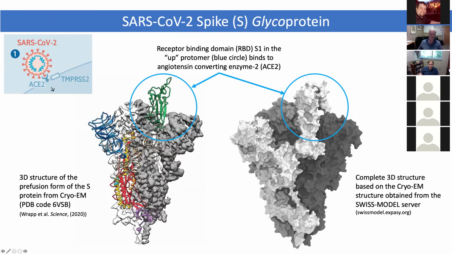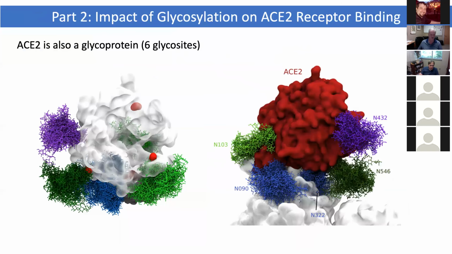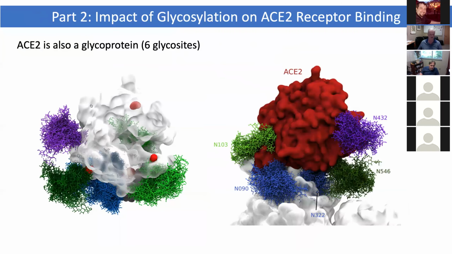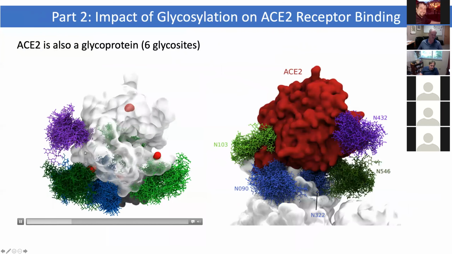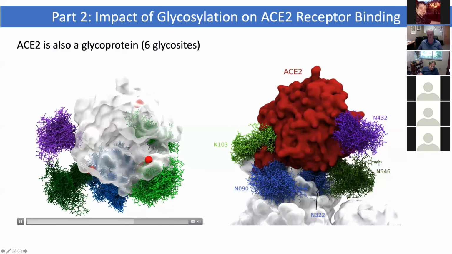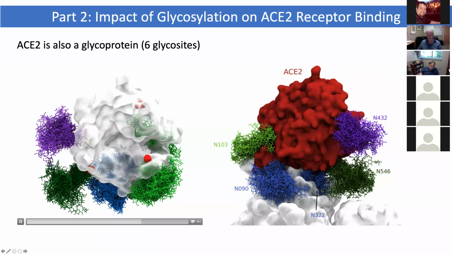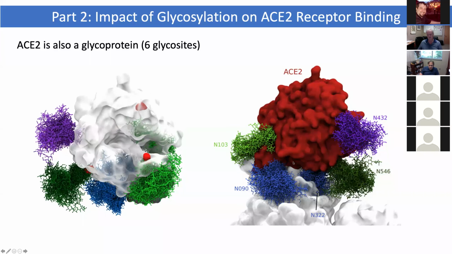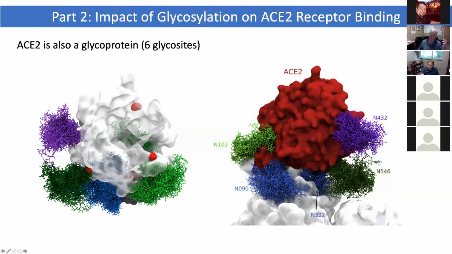I'm showing this image because it shows that in the trimer, one receptor domain is up. There's actually an equilibrium between up and down shapes, and it is the up shape that interacts with ACE2. And here we see ACE2. ACE2 is also a glycoprotein. It's the white translucent blob here, and the 6 glycosites are as shown. You can see that there are some glycosites, notably N322 and N90, where the glycan is essentially at the interface of the ACE2 and spike.